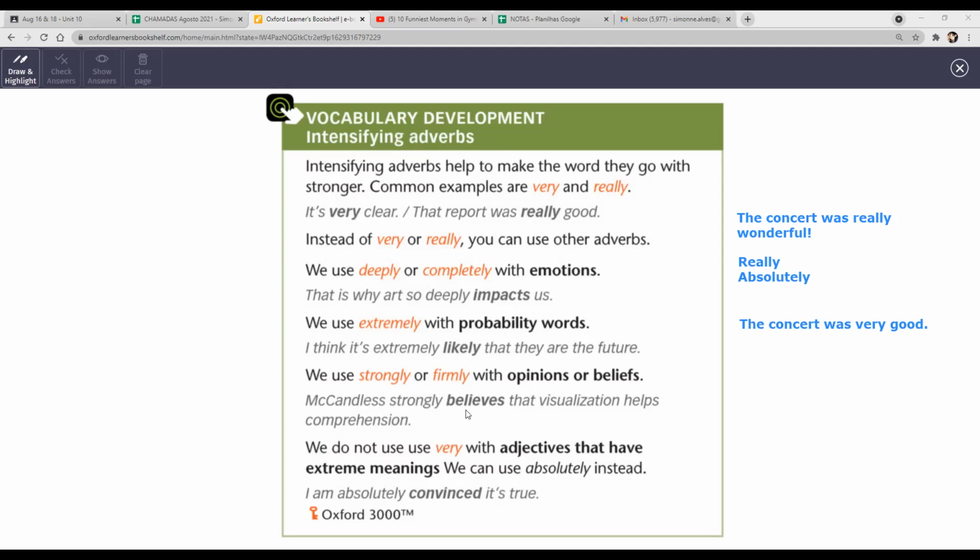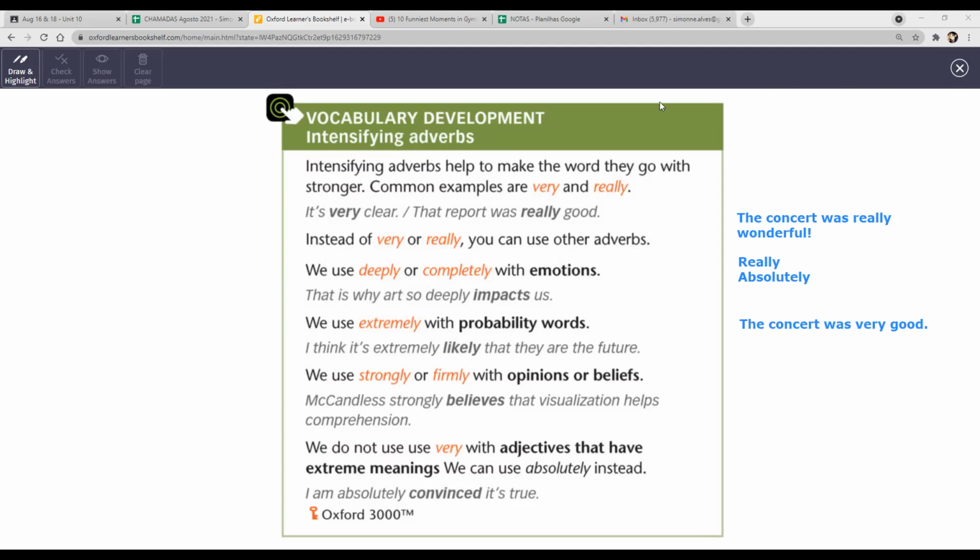Meg Candles strongly believes that visualization helps comprehension. Okay, thank you. So here we are talking about his opinion, what he believes. So then here I can say strongly, okay? He strongly believes. Again, it's modifying a verb. Strongly believes, okay? And then here in the end, we have a small note about the use of very with extreme adjectives, or ungradable adjectives. All right, people. So this is very nice, okay?